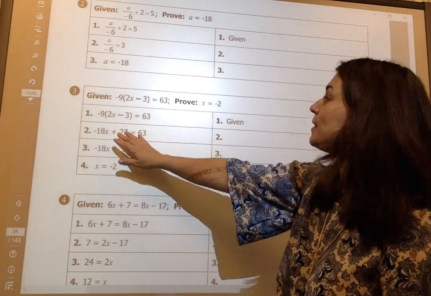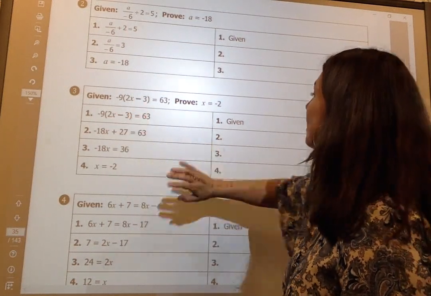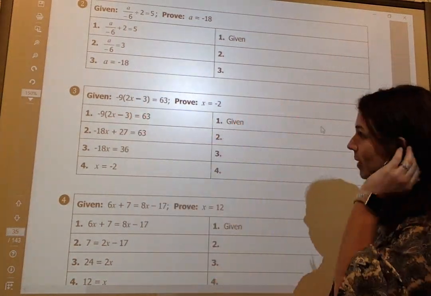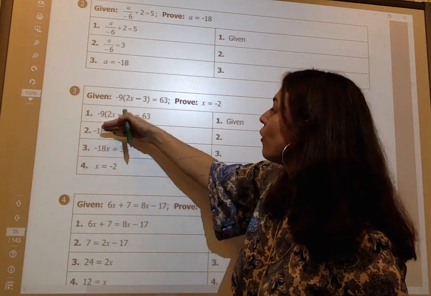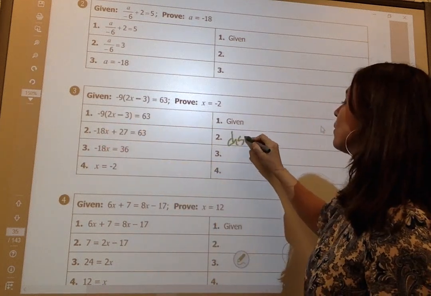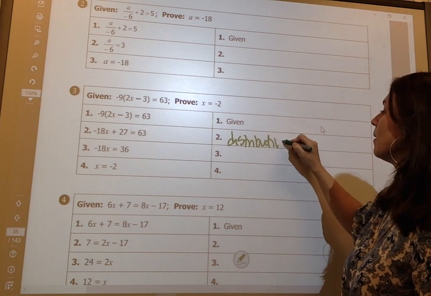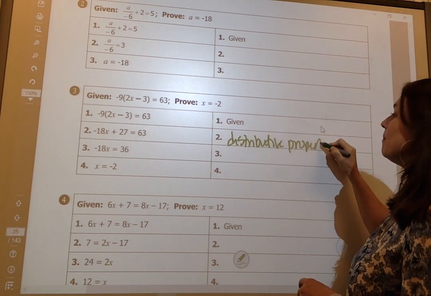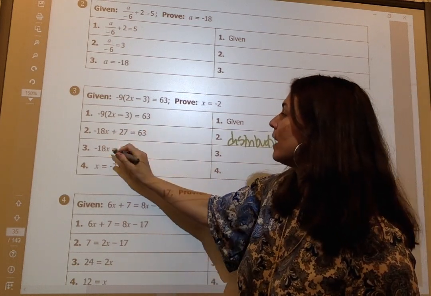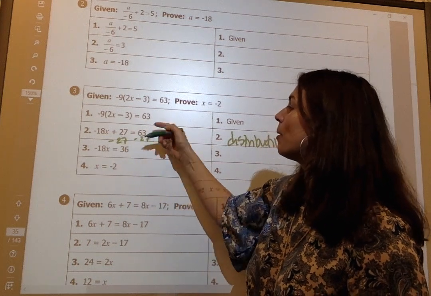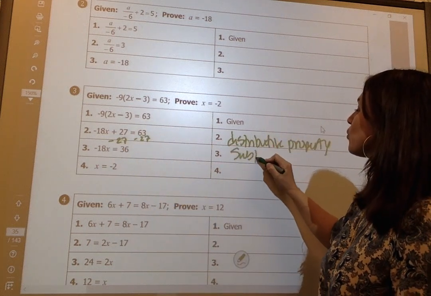Okay, so on the left side is my given statement, and it's given to me. So what's the first step they did here to go from here to here? They did the distributive property. Remember, a property can be a reason. To get from here to here, they subtracted 27 on both sides. So we have subtraction property.